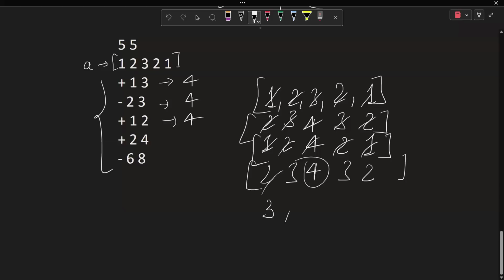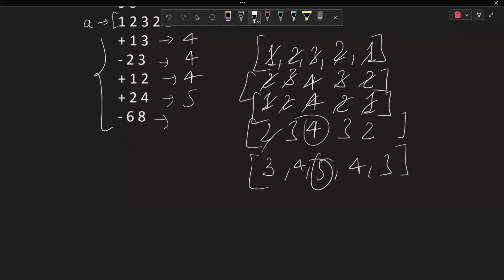It would be 3, 4, 5, 4, 3. All of them got incremented by 1. And now your maximum value is 5. You would answer 5 minus 6, 8. So in the range from 6 to 8, there are no values. So the array would remain the same. Your answer would be 5.